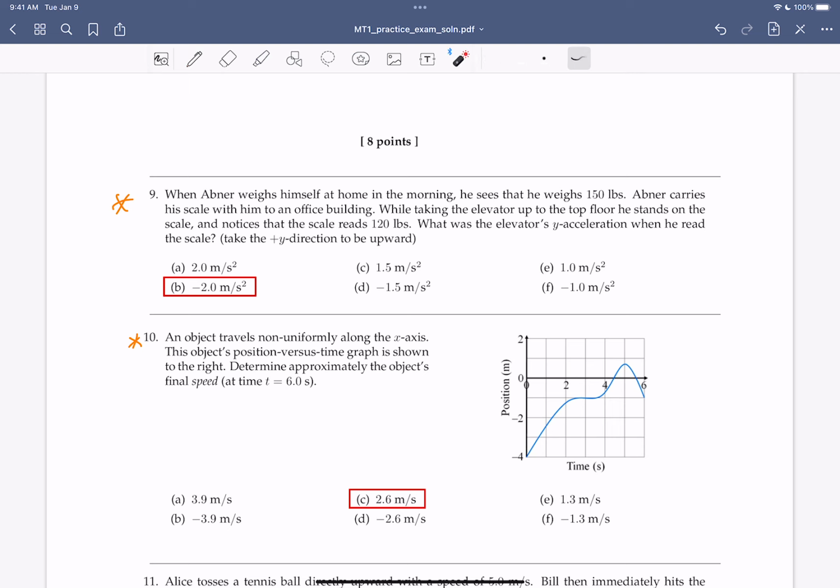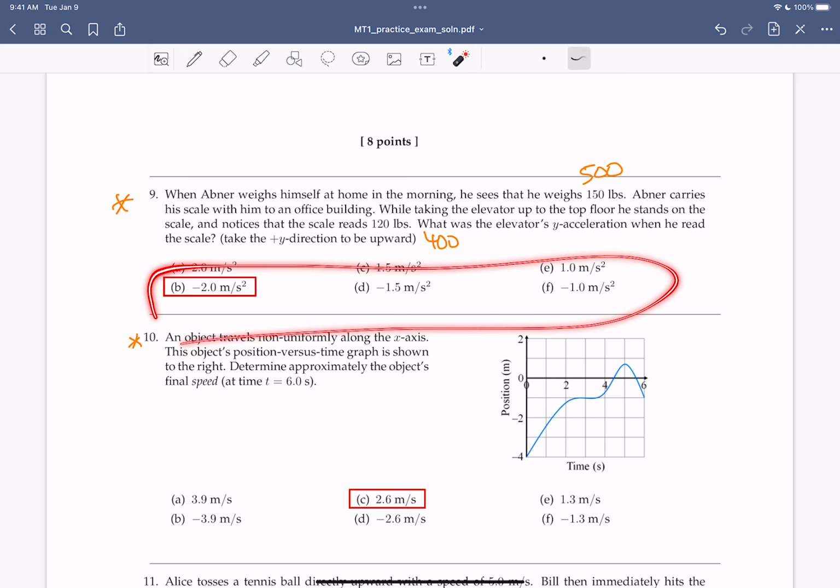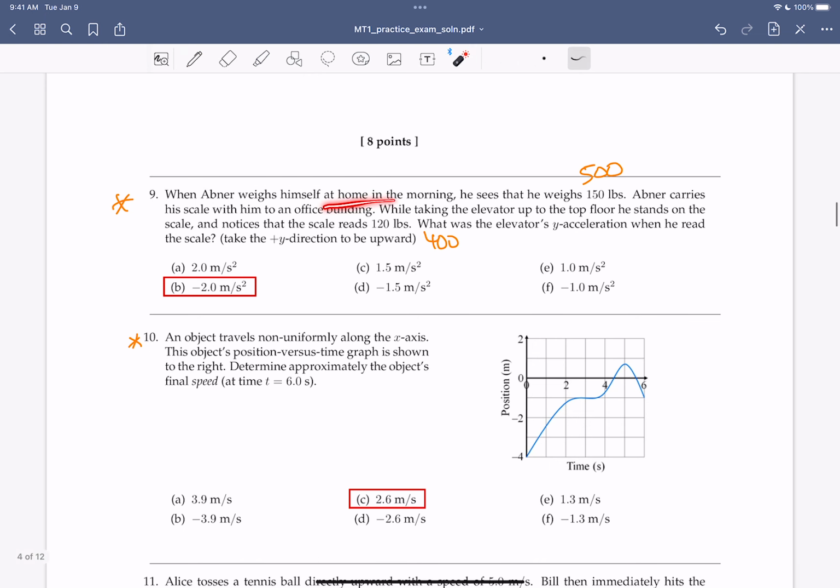So when he weighs himself at home, he's not in an elevator unless he's rich, okay? So for the numbers here, what numbers do you guys have? $400 for the second part. Okay, no worries. And then are your acceleration values the same? Okay, cool. So here, when he's weighing himself at home, unless he has an elevator at home, he's just a normal guy, all right?